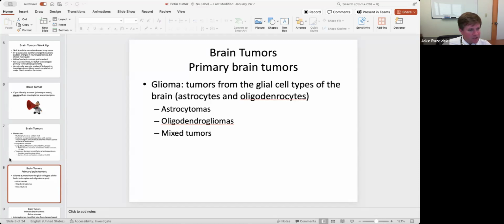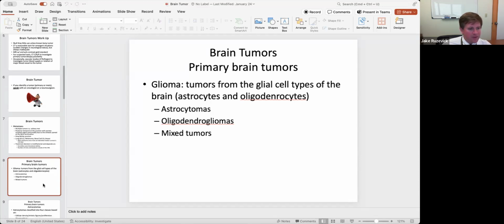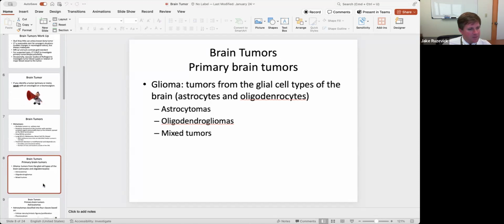How about Ashlyn, the natural history of a GBM? We know it's aggressive, right? It's a grade 4 tumor. What is the median survival of a glioblastoma with maximal treatment? I think it's somewhere around 18 months. Yeah, not far off. So 14.6 months is the median survival for glioblastoma.